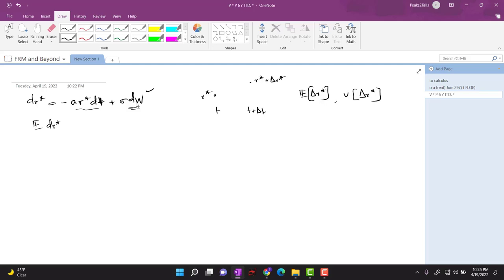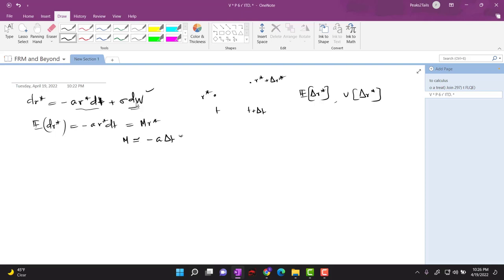dR. But here is the thing, we are not working with infinitesimal time step, we are working with time step delta t, which is much larger than the theoretical idea. But still, if we take expectation, this is minus a R star dt, and we can approximate. So remember, we said this is m times R star, so here m is approximately minus a delta t. This will work if delta t is extremely small.